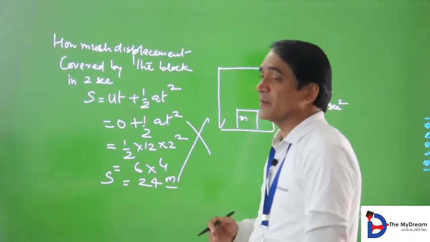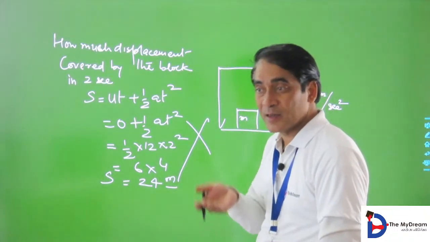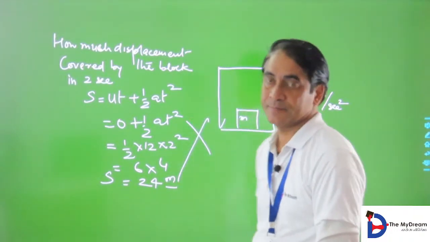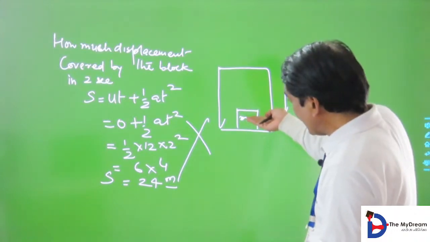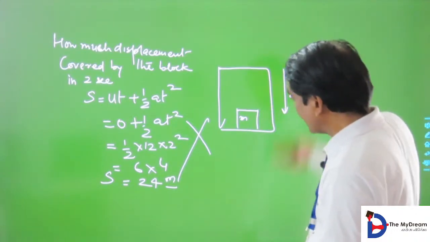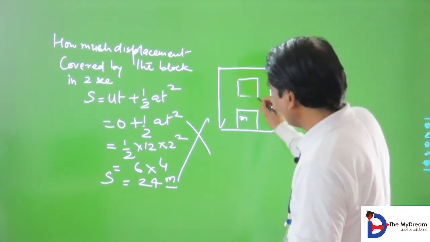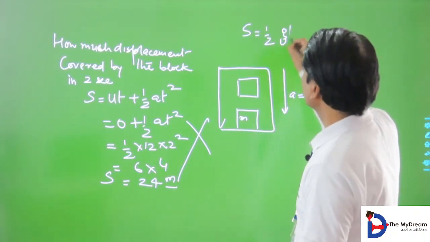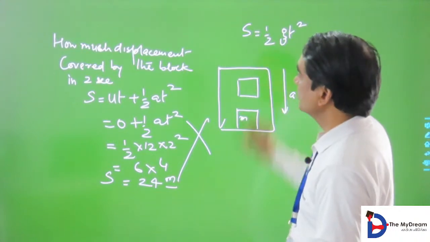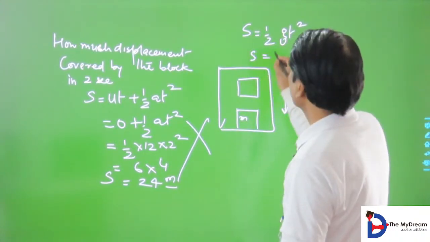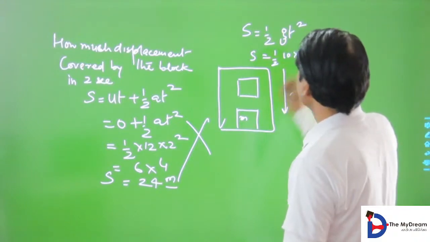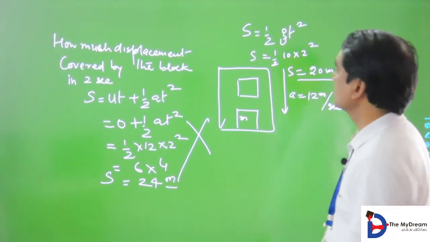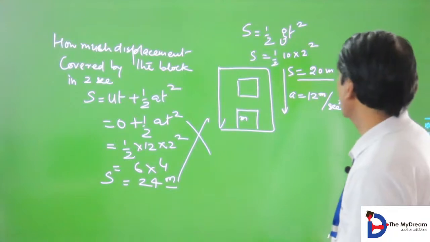The lift is moving with this acceleration, but the block is moving with the acceleration due to gravity. This is moving with 10 meter per second square, and the lift is going with 12, so the block will move up relative to the lift; it means it is coming down late. So that's why you can write half g t square. This is 20 meter. Okay. So this is correct.